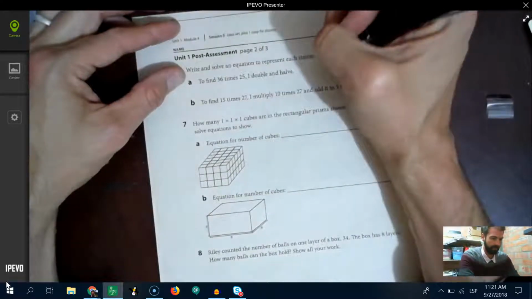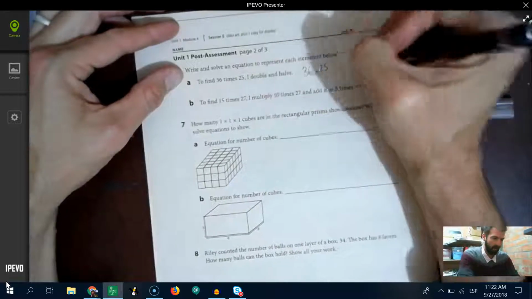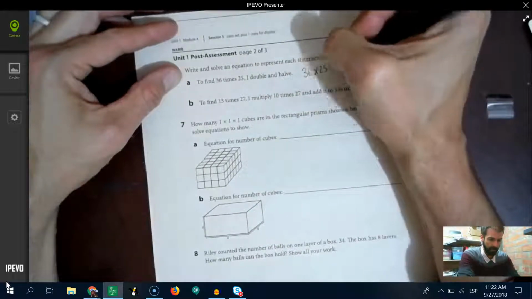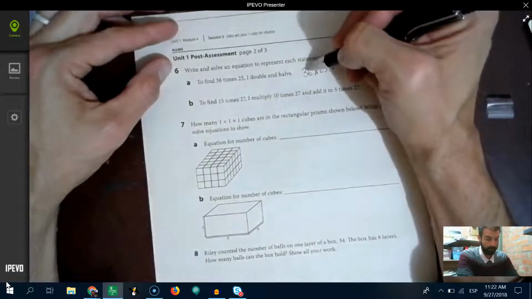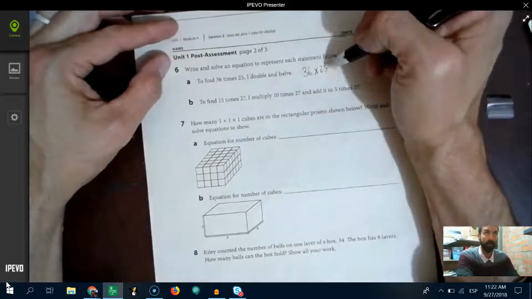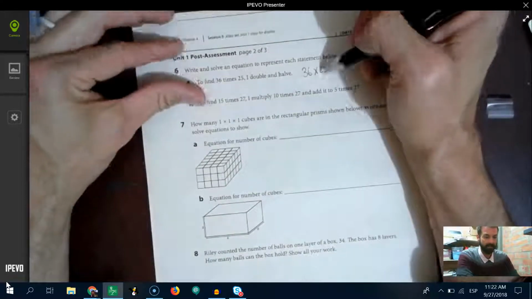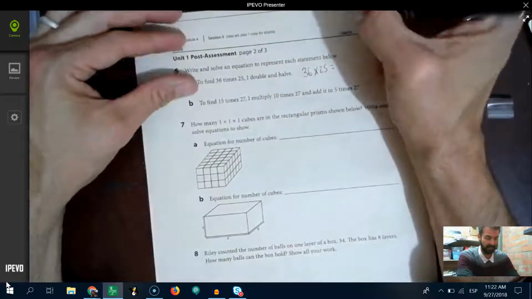So to find 36 times 25, I double and halve. Let's see, which one do I want to double? Which one do I want to halve? I could halve 36 pretty easily. I could double 25, to 50, to 100. That sounds good. Because halving 25, I could do that, but it gets into the decimals, and that doesn't seem to be easier.